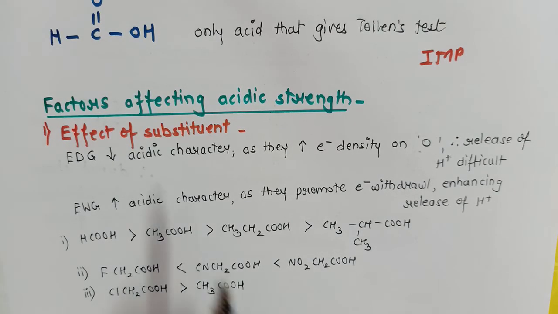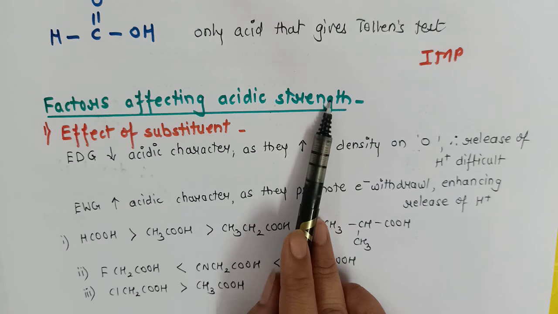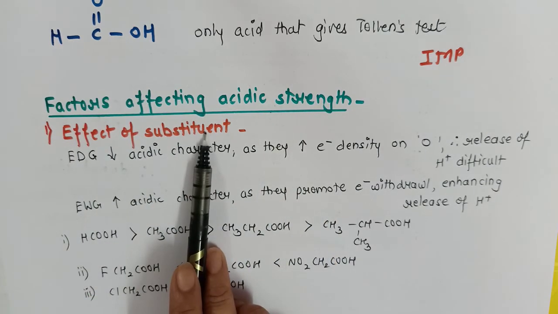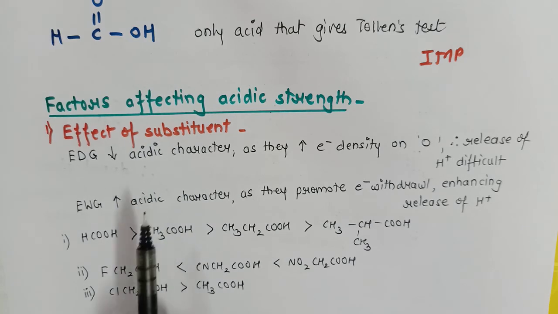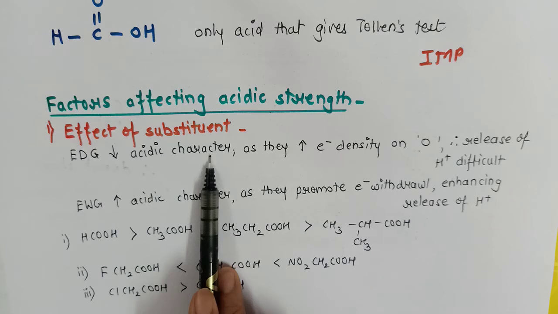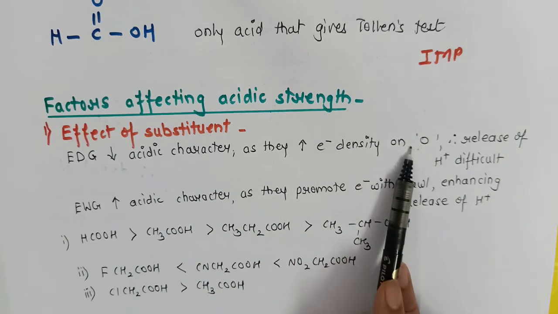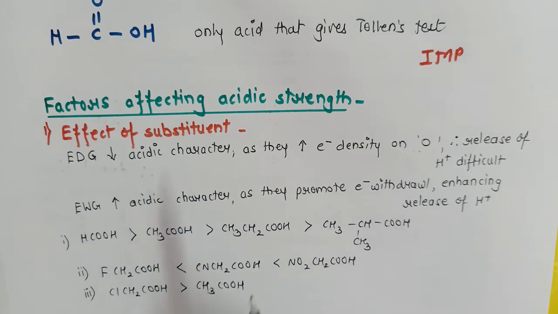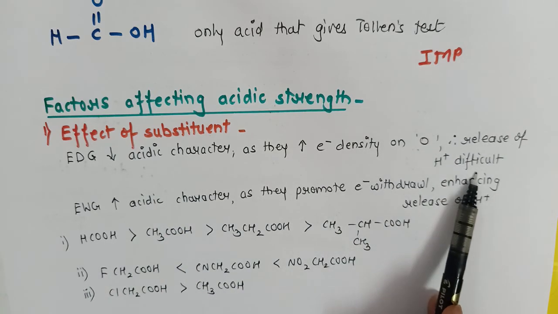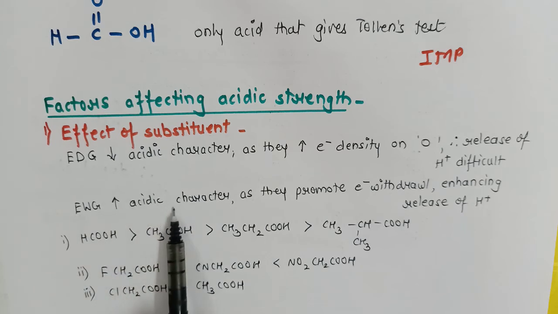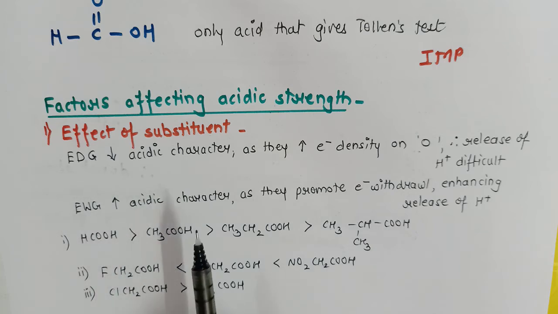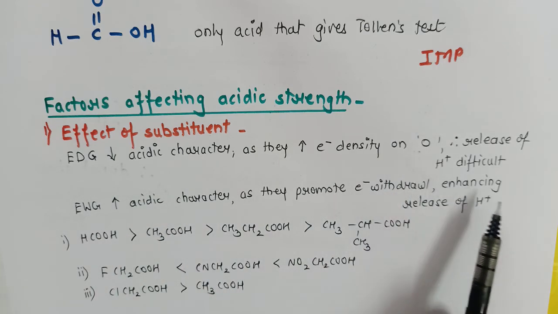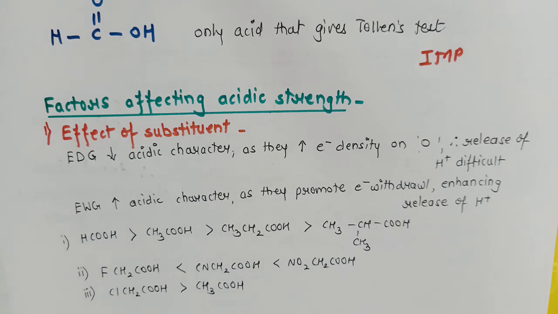There are various factors which affect the acidic strength of carboxylic acids. The very first is the effect of substituent. We have studied this topic in the chapter on phenols also, that an electron donating group will always decrease acidic character. Why? Because it will increase the electron density on oxygen, polarity will reduce, and therefore release of H plus becomes difficult. Whereas an electron withdrawing group increases the acidic character. Why? Because it promotes electron withdrawal. As a result, polarity increases and release of H plus becomes easier. So we can see examples here.